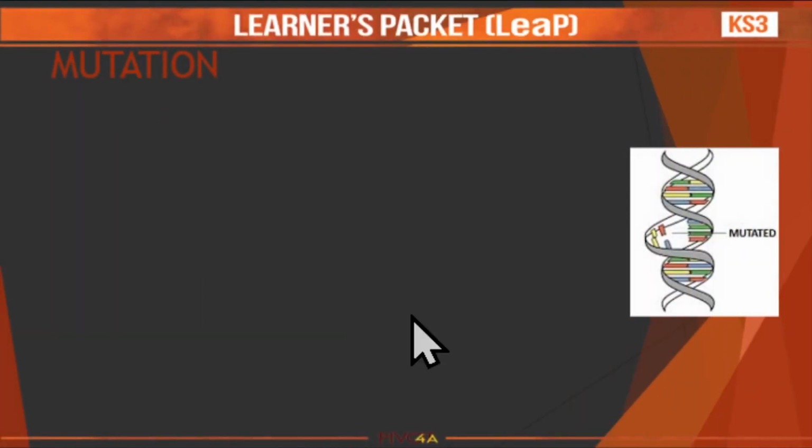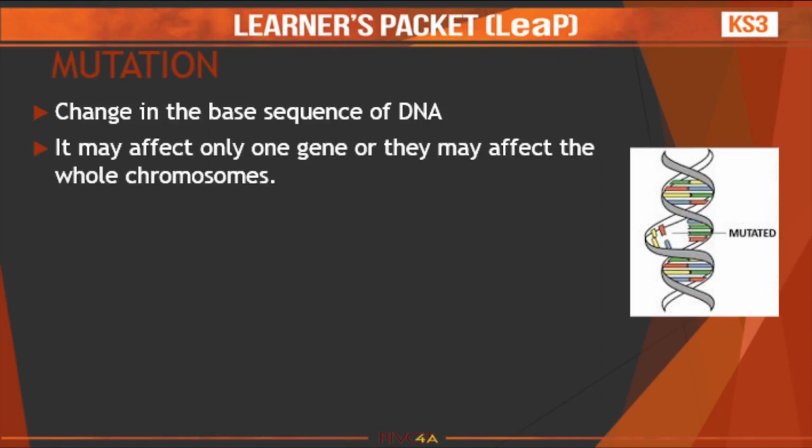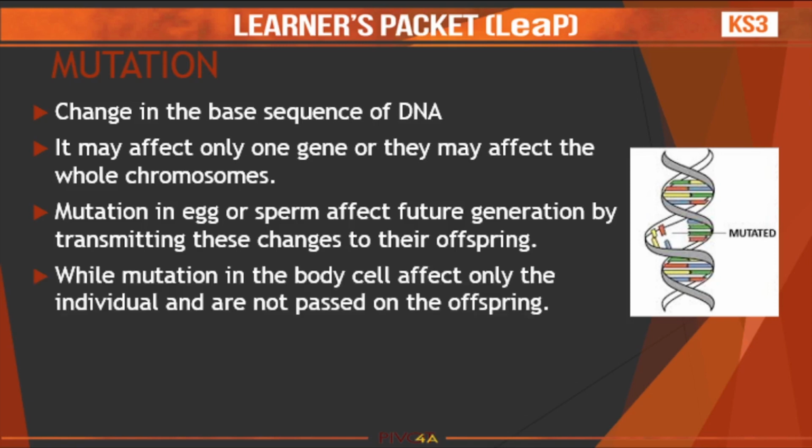Okay? May tinatawag tayong mutation. So, ano ba ang mutation? It is change in the base sequence of the DNA. It may affect only one gene or they may affect the whole chromosomes. Mutation in an egg or sperm affect future generation by transmitting these changes to the offsprings. While mutation in the body cell affect only the individual or not passed on the offspring.